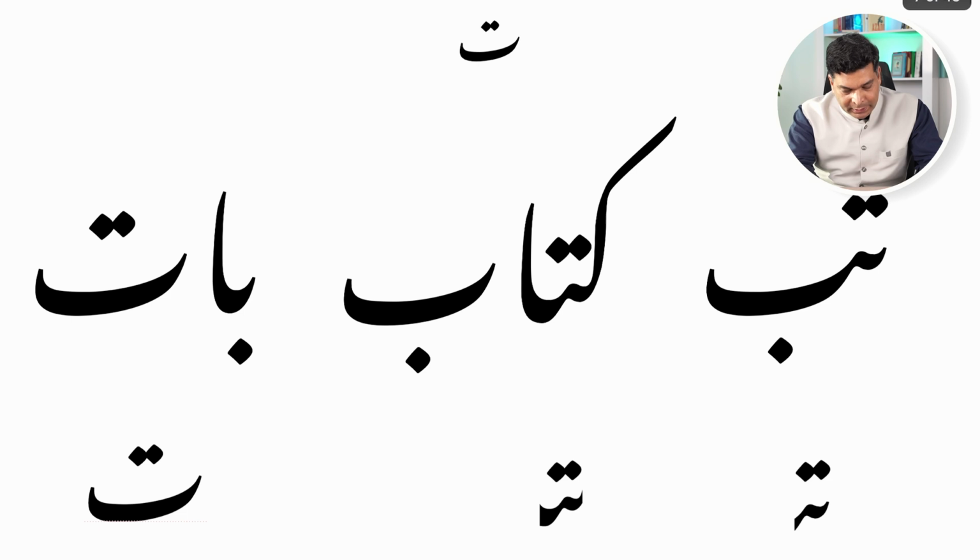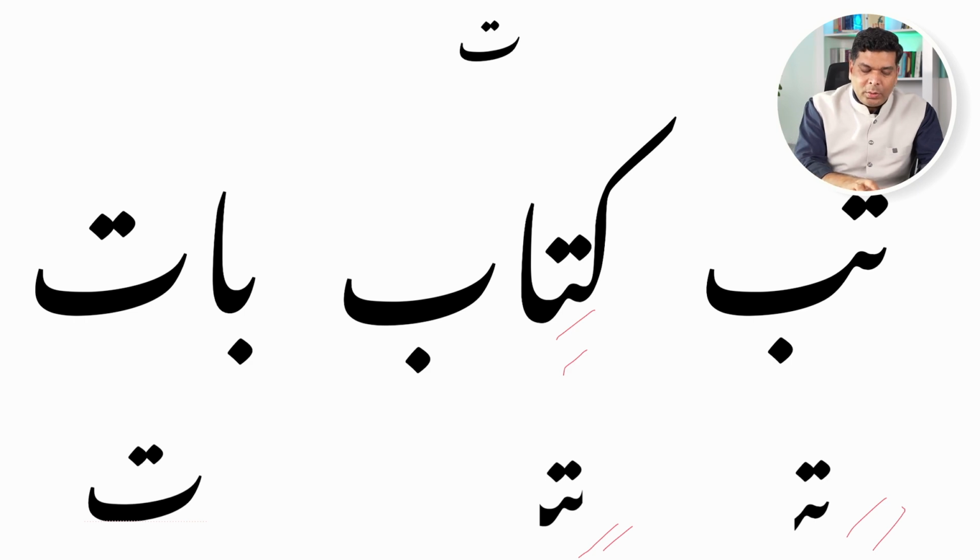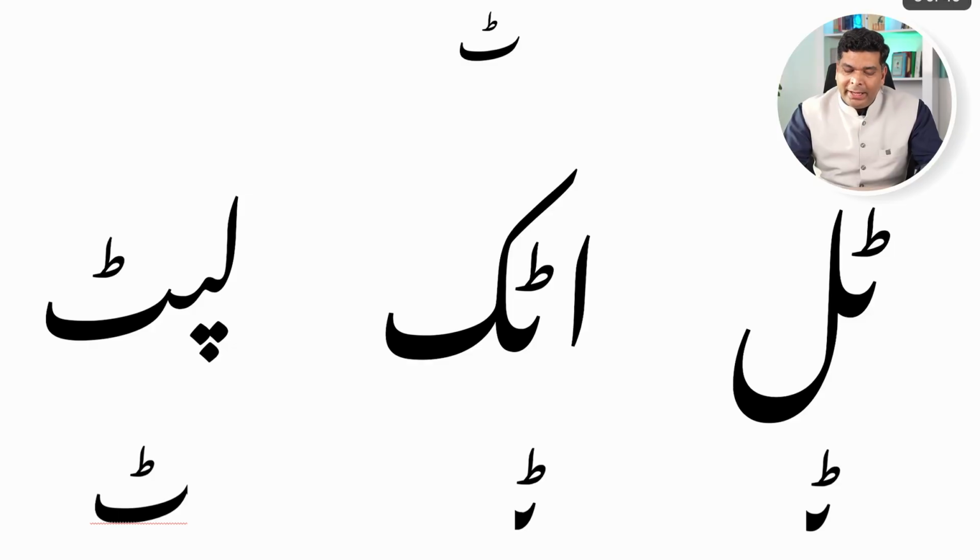Te, the first word here that we see is Tab. It truncates. The second word here is Kitab. It truncates. So you find that there is a truncated Te. And the third word is baat, where it retains its shape. And you will find the similar elements in the letter te, which you can identify with this special symbol on top.